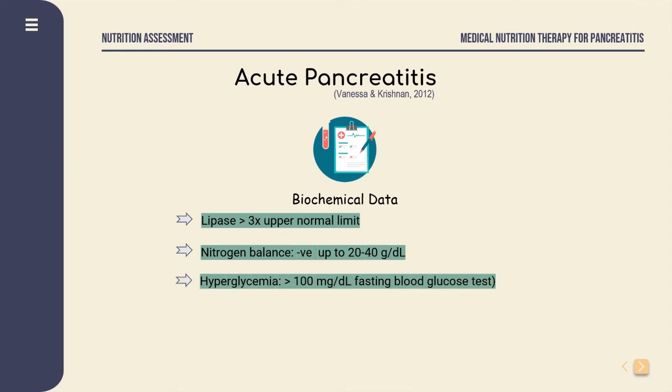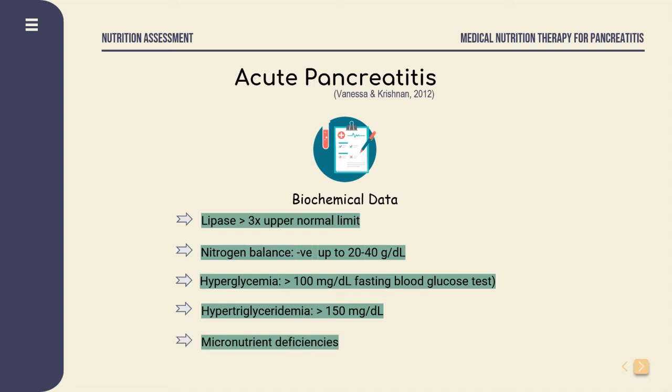Carbohydrate metabolism, which is hyperglycemia, more than 100 mg per dl. Hypertriglyceridemia is common and it contributes to elevated serum triglyceride, more than 150 mg per dl. Decreased absorption and impaired storage and utilization of nutrients. Micronutrient deficiency including vitamin B1, vitamin B2, vitamin B3, vitamin B12, vitamin C, vitamin A, folic acid, and zinc, and also hypocalcemia.